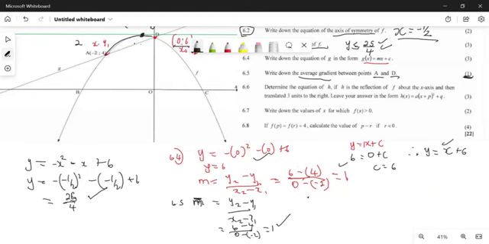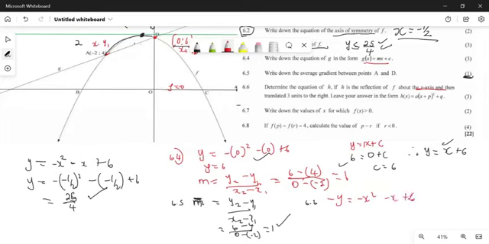Jane, 6.5. If we reflect it by the x-axis, what happens? The x values remain the same, and the y values change. Yeah, you multiply the y values by negative. So you are going to have minus y, which is going to be equal to minus x squared minus x plus 6.